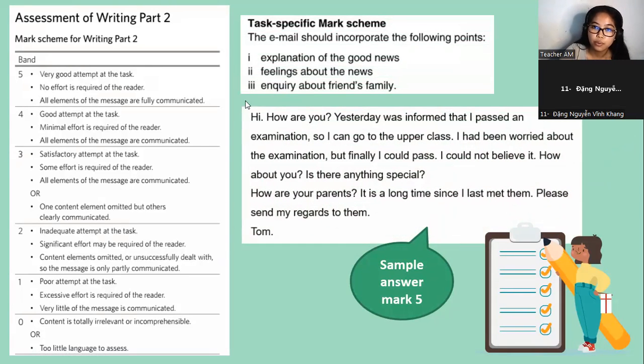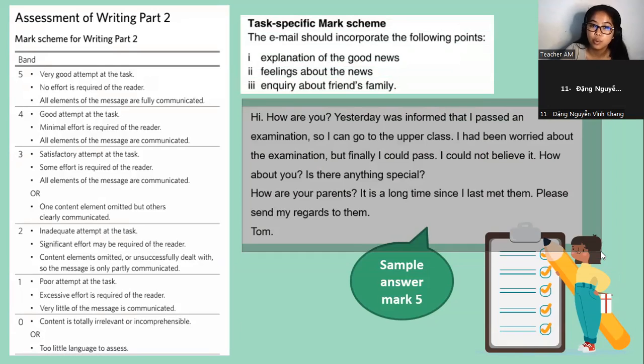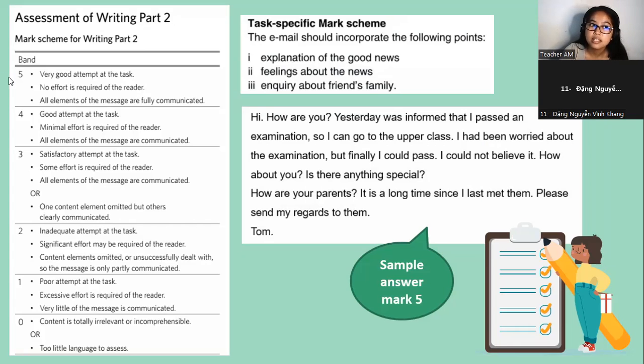Okay? So this is just a suggested answer. Hi, how are you? Yesterday I was informed that I passed an examination so I can go to the upper class. I had been worried about the examination, but finally I could pass. I could not believe it. How about you? Is there anything special? How are your parents? It is a long time since I last met them. Please send my regards to them. So this is just a sample answer that would be a perfect score.